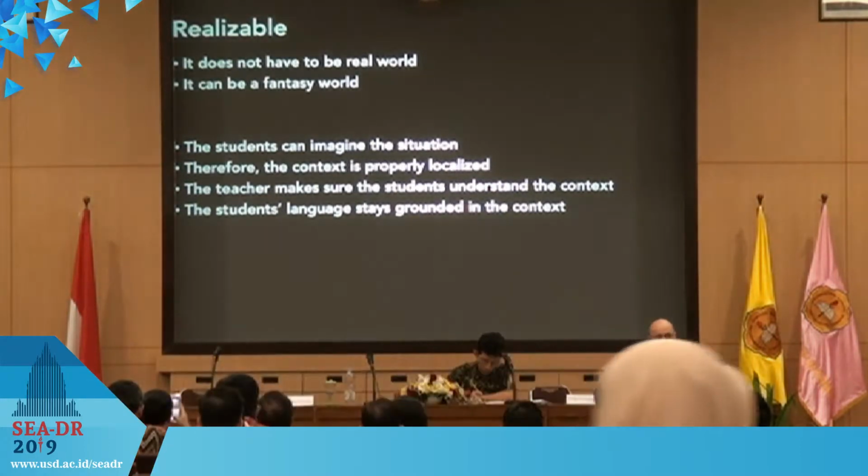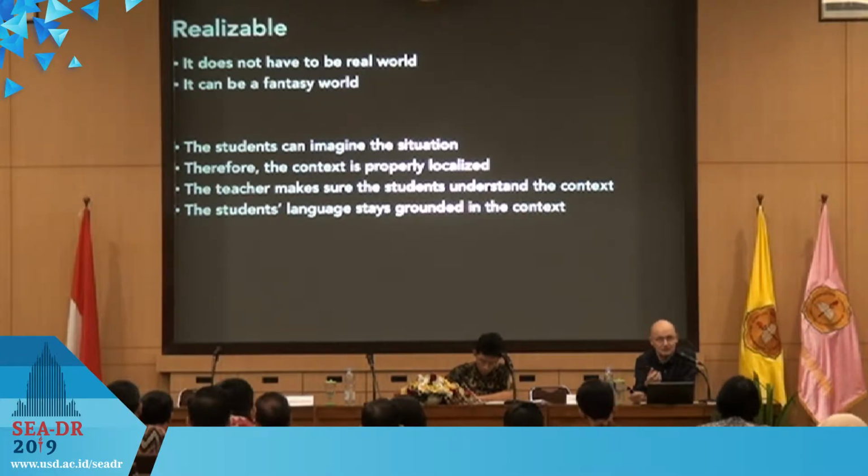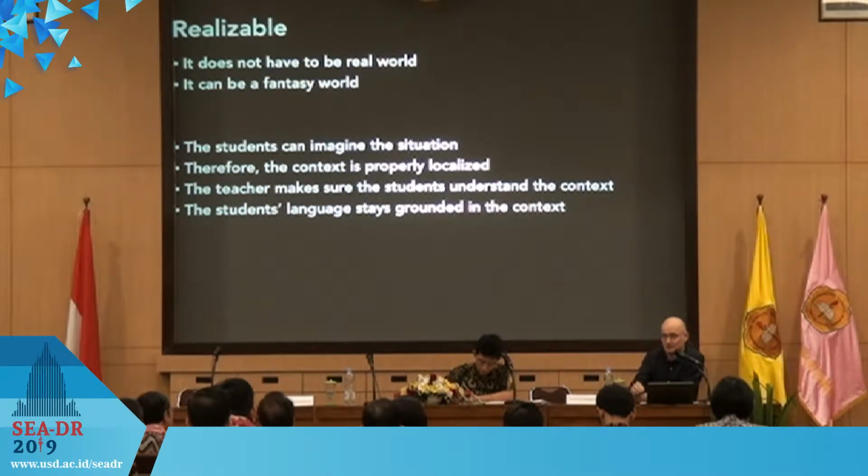Now the first one to me is, it's realizable. I never use the word realistic anymore because that is misunderstood. What I mean with realizable, it doesn't have to be real world. It can be fantasy world. It can be a world of mathematics. But the context itself gives children ideas of what they can do. So it is not the teacher that needs to tell children what to do, but the children can imagine what is possible. The context is therefore localized.